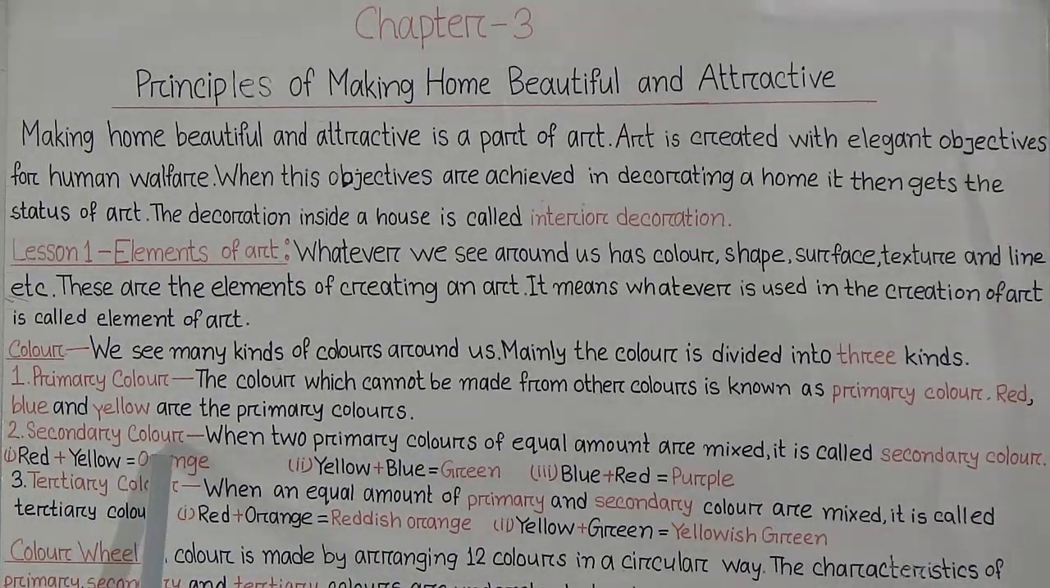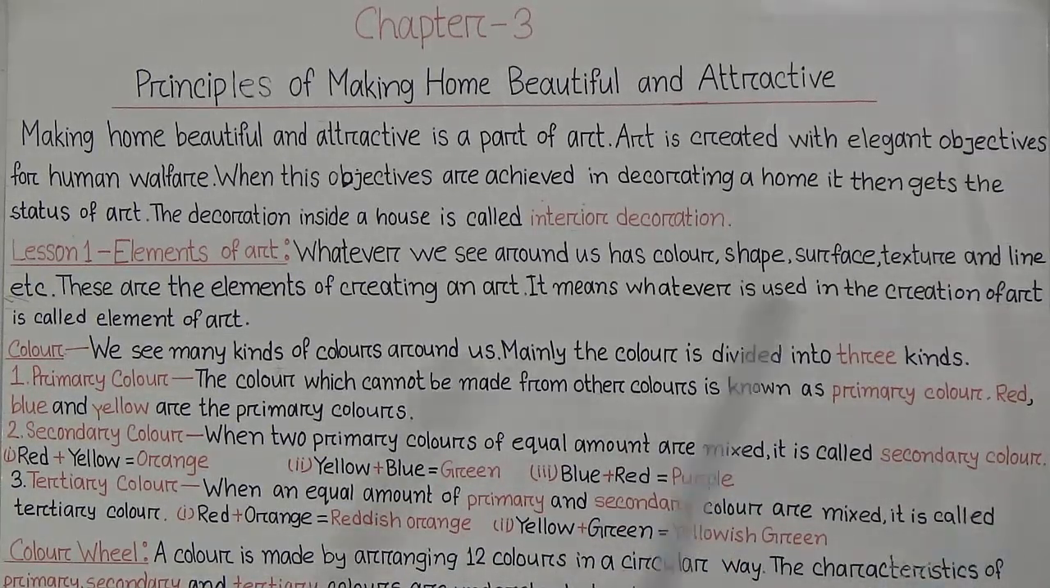Now, secondary color. When two primary colors of equal amount are mixed, it is called secondary color. If I ask you what is secondary color, you can answer, when two primary colors of equal amount are mixed, it is called secondary color. Now look, we know that primary colors are red, blue and yellow. So now we'll mix red and yellow, then we'll find the color orange. If we mix yellow and blue, the color will be green. And blue and red creates the color purple.